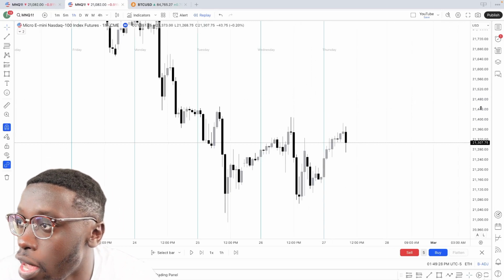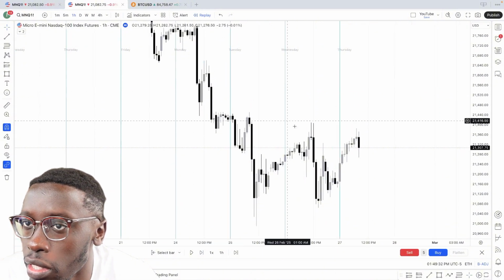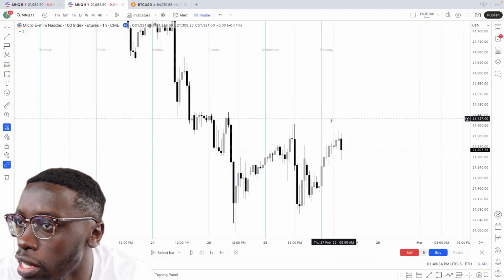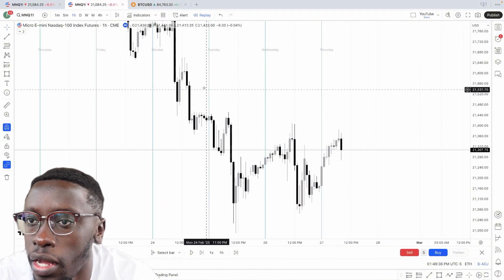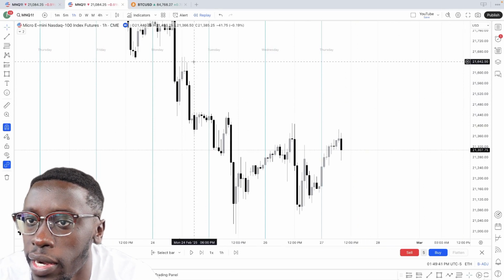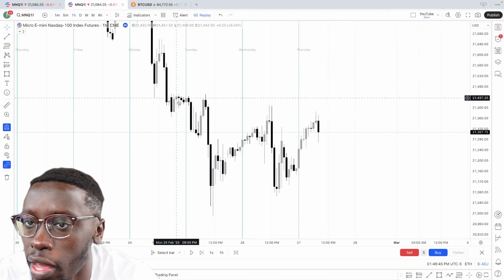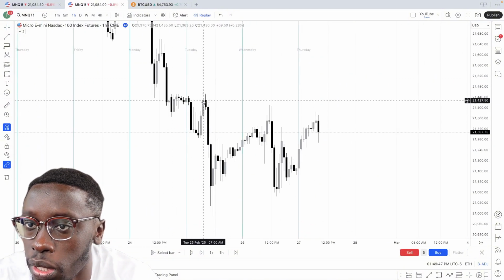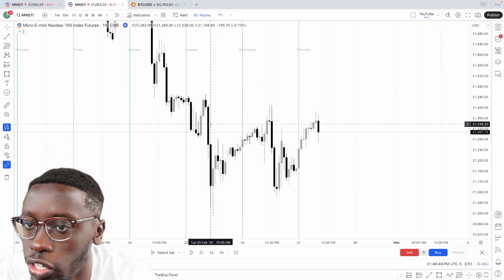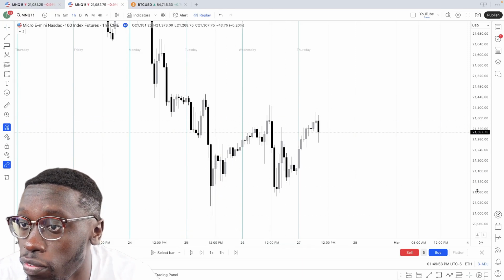So here I have the hourly chart of the NASDAQ futures put up here, and you can see each day of the week is delineated here. Today's Thursday, and you can see we've pretty much been selling off most of the week. Monday, we had a large sell-off out of this bearish fair value gap. Traded back into this one on Tuesday, sold off again, and traded into this one yesterday, and then sold off again.